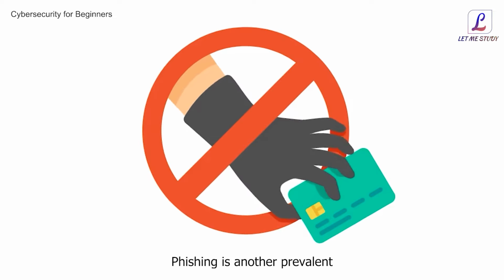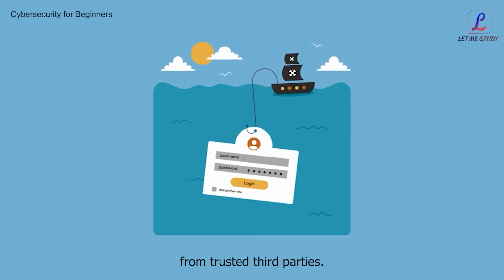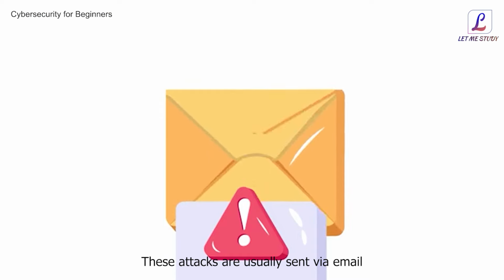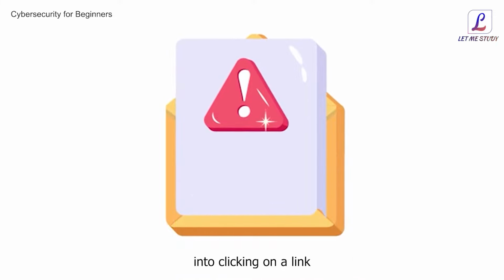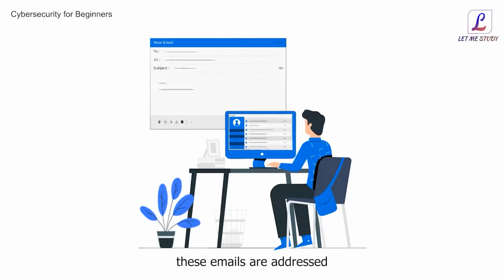Phishing is another prevalent cyber threat that presents itself as requests for data from trusted third parties. These attacks are usually sent via email and trick users into clicking on a link and entering personal data. It is important to pay close attention to how these emails are addressed and to hover over any redirect links to ensure that they are legitimate.